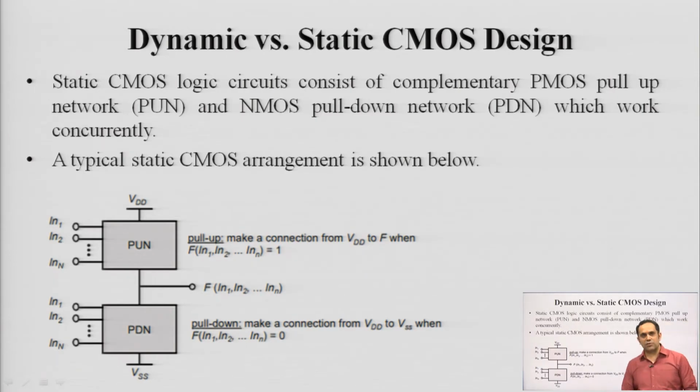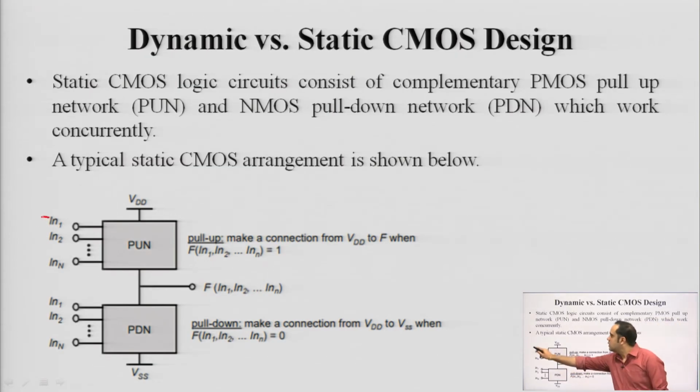It has a network of PMOS transistors, generally referred to as a pull up network, followed by a network of NMOS transistors, okay, which is referred to as a pull down network. Okay. So, PUN and PDN are the short forms of pull up and pull down network respectively. These tend to work concurrently in a complementary fashion. Okay. So, when one is off, another goes on, when one is on, the other goes off. This is a typical CMOS static arrangement.